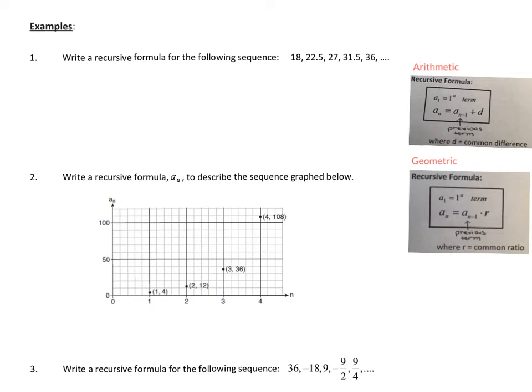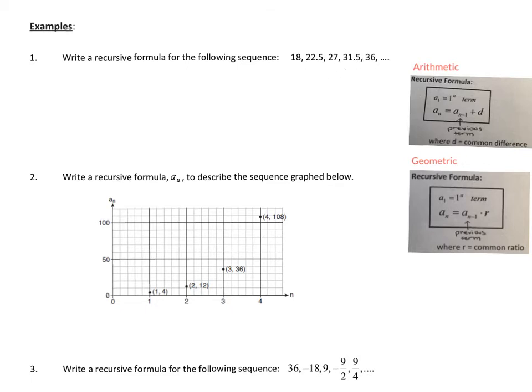Example 1 says, write a recursive formula for the following sequence. First thing we want to do is look at this and ask, is this arithmetic? Are we adding to get from one term to the next? Or is this geometric? Are we multiplying to get from one term to the next? I'm sure a lot of you can see that we are adding a constant term to get from one term to the next.